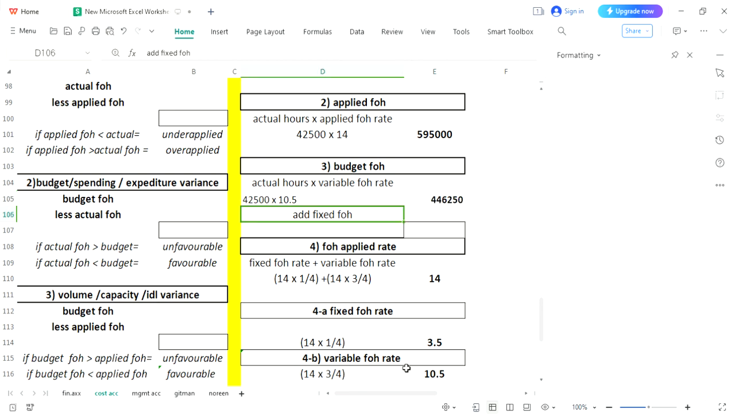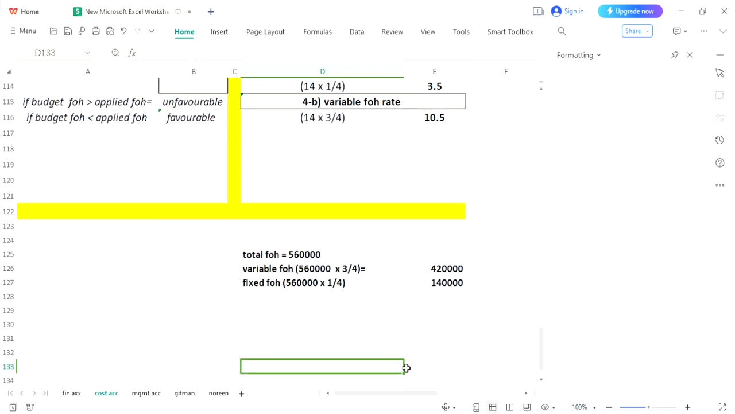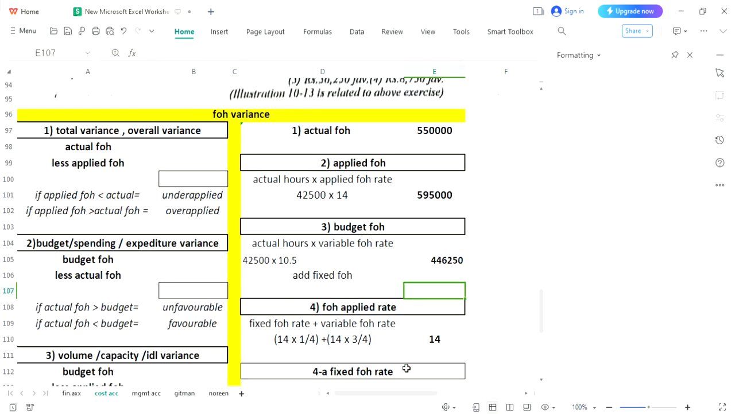Then you have to add fixed FH, and you can see we have calculated our fixed FH like this. It was 140,000. So you can put 140,000 over here, and by adding both elements we will get our budget FH. First was 4,46,000 and then you will add 140,000 and here you have got your budget FH. So all three FH are also mentioned over here. Actual FH 5,50,000, applied 595 and 586 is your budget FH.